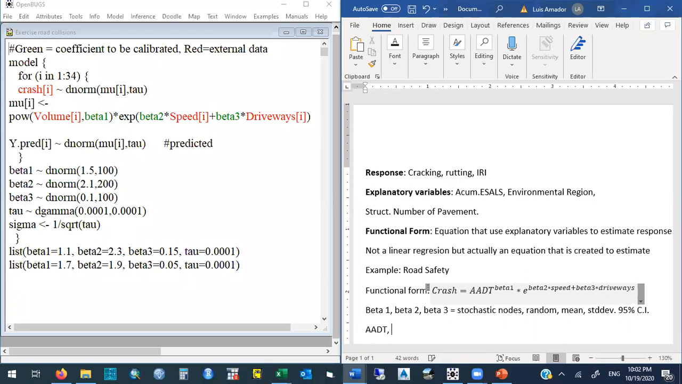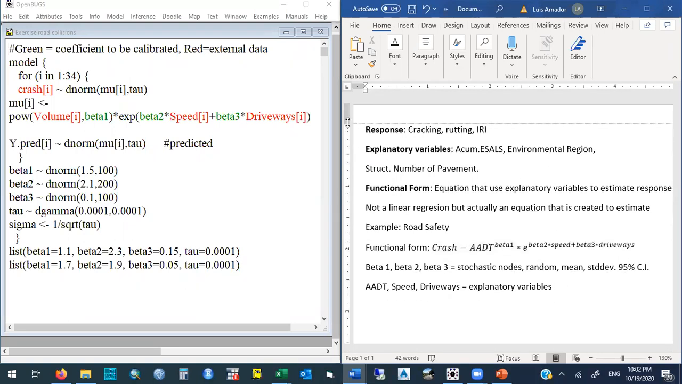And the AADT, the speed, and the driveways, these are explanatory variables. Okay? And the response as well. What I call crash is the response. Crash is basically the number of predicted crashes, right? Yes, it's the number of predicted crashes. It will be the frequency, or if you want, the count of crashes per segment of road.